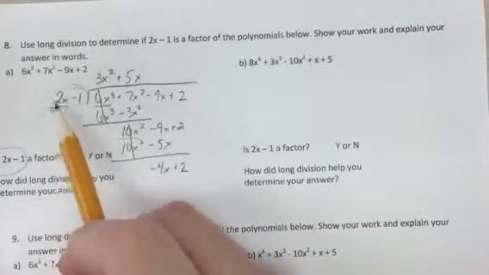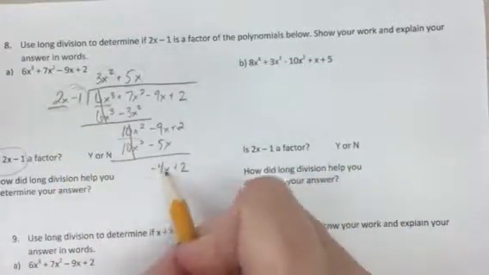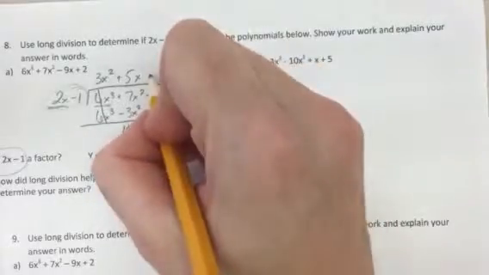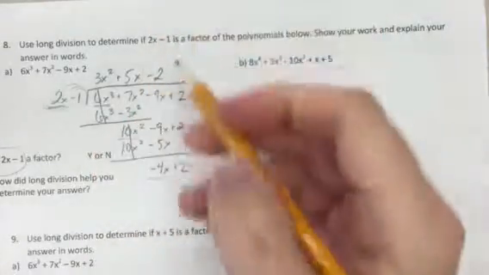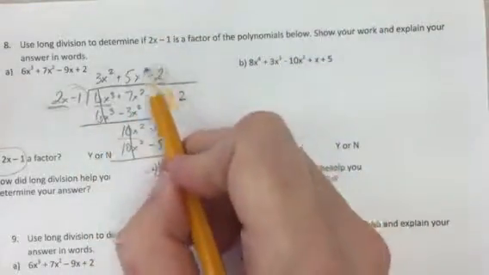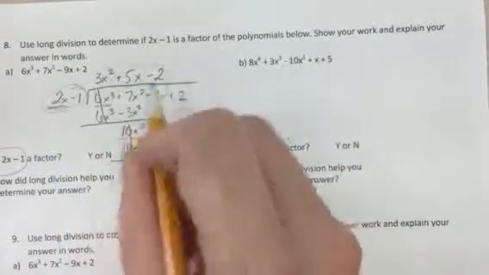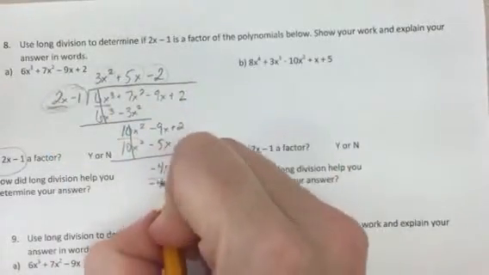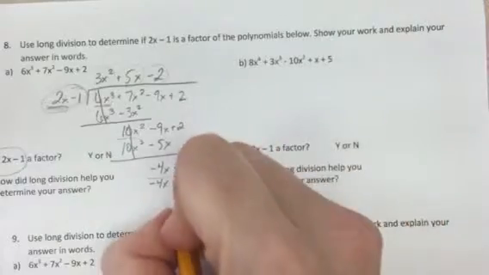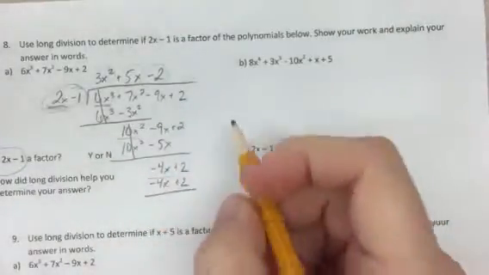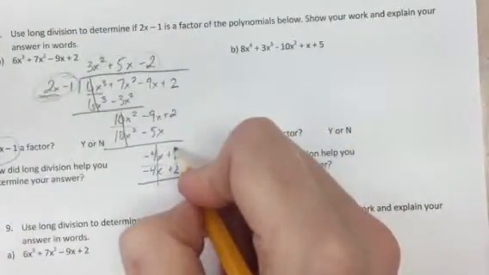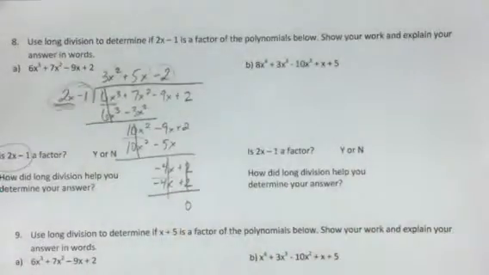And now negative 4x divided by positive 2x is negative 2. So now take this times this and distribute. Negative 2 times 2x is negative 4x. Negative 2 times negative 1 is plus 2. Subtract down. These cancel, so I have a remainder of 0.